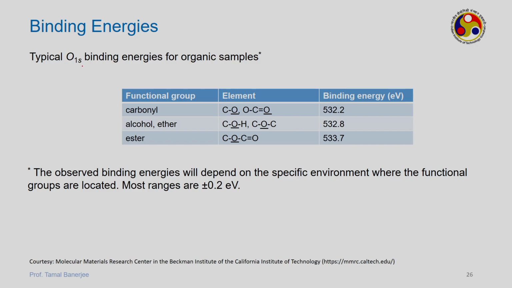In terms of the oxygen orbital, the oxygen 1s electrons are held more tightly. So, in this 1s the binding energy is pretty high, almost twice that of the 1s of carbon. These observed energies will depend on the specific environment where the functional groups are located. Okay, these are rules of thumb. You can see these values, and then from your intuition and your knowledge of the chemical samples, you will be able to tell what the compound is.